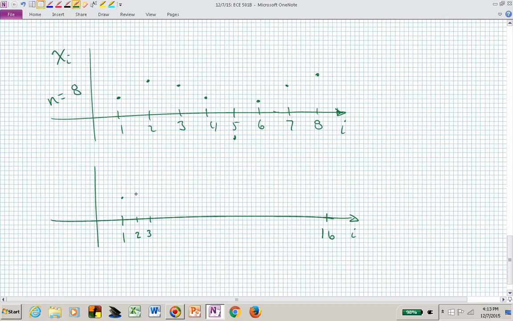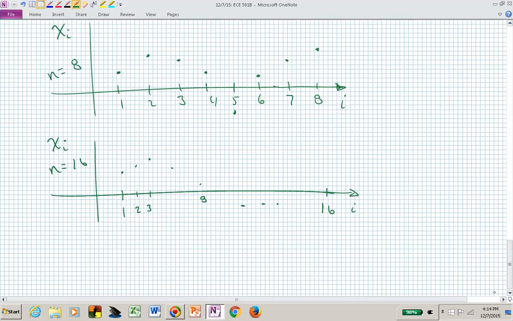And now maybe we are looking at something, and don't hold me to this accuracy, but you get the idea. Now we're including more points. This now might represent x sub i with n equal to 16. And as we let n get bigger, we start to make the separation between these coordinates smaller and smaller until in the limit they're right on top of each other.